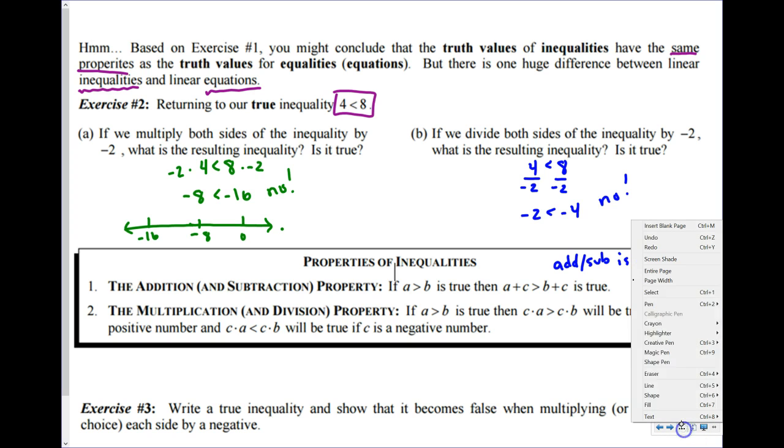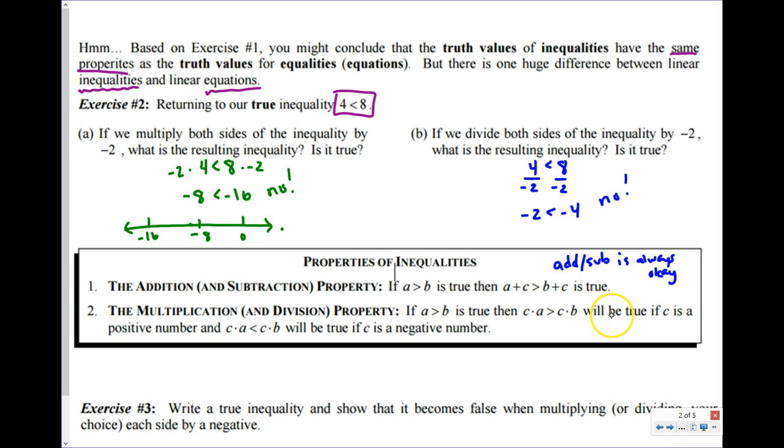Number 2 property, however, is a little different, and this is one we really have to think about. The multiplication and division property says if A is greater than B, it's true, then C times A is greater than C times B will be true if C is a positive number, and it will not be true if C is a negative number.